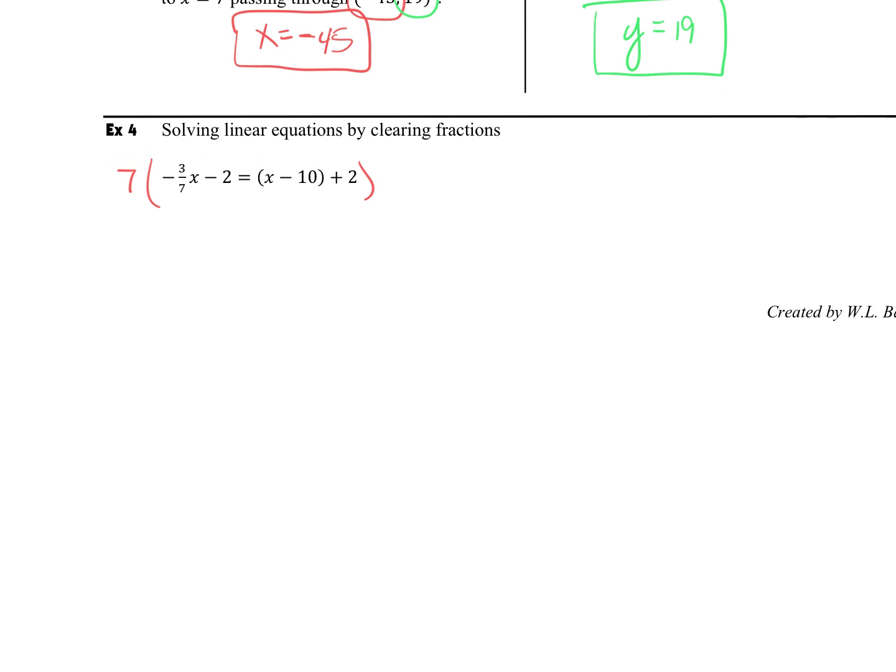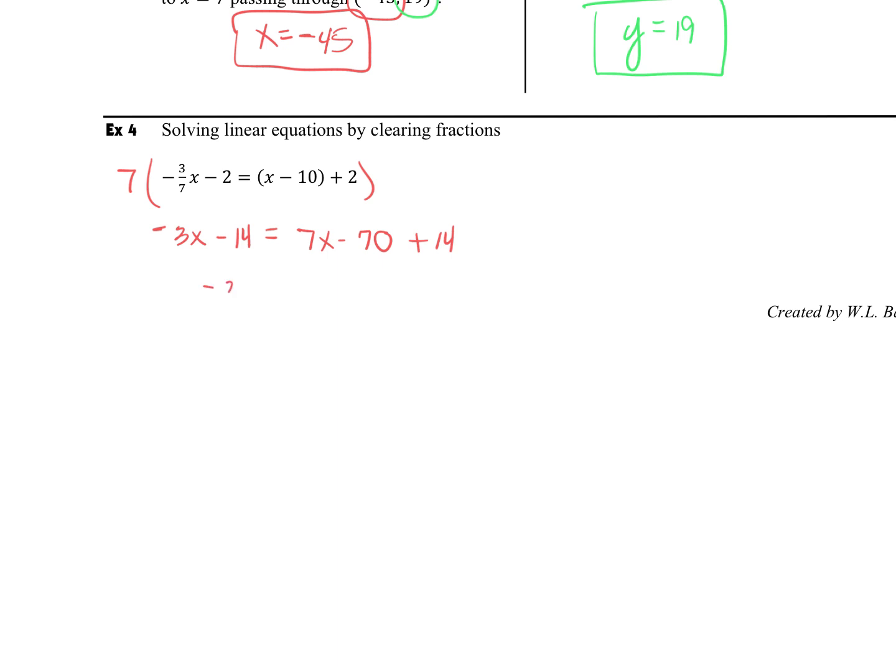That's going to give us a negative 3x, because it now cancels, minus 14. Going to the other side, I can even take this 7 and automatically distribute it into this x minus 10, 7x minus 70, and then plus 14. Now this problem is going to be so much easier for us to do. We can start combining our like terms.